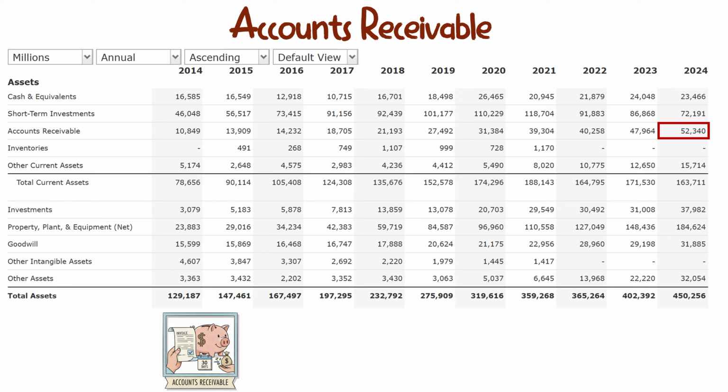Watch this number closely. If accounts receivable grows much faster than the company's sales, it is a red flag. It could mean customers are paying slowly or worse, may never pay at all. A financially strong company collects its money quickly.